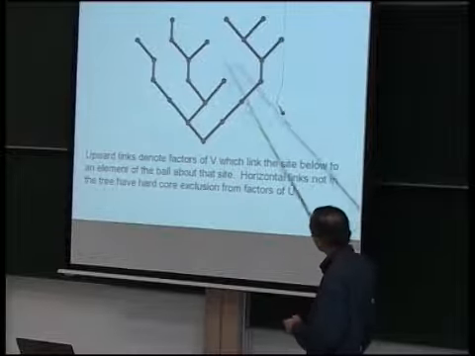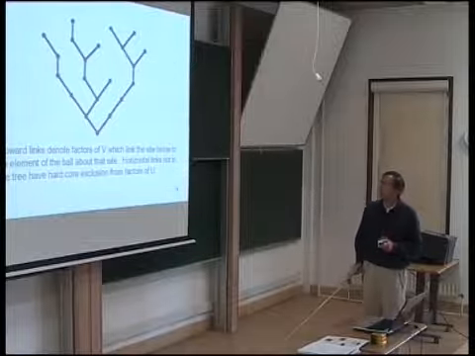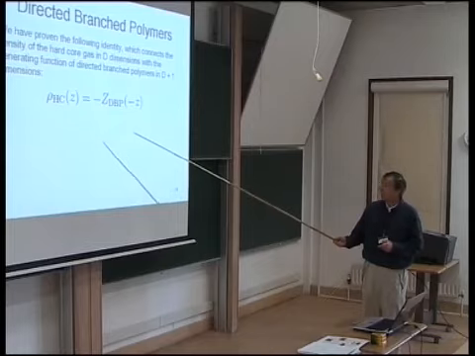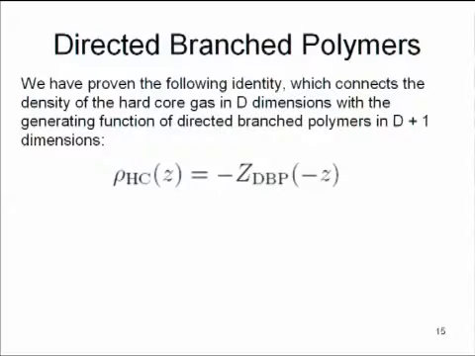Directedness because all these t variables are on the half line, so you're always forced to go up and up and up. What we've got basically is this identity then between the density of the hardcore gas and a generating function for directed branch polymers in this d+1 dimensional space. And then all those minus signs have to be inserted. And actually, this is an important distinction because the minus signs matter.